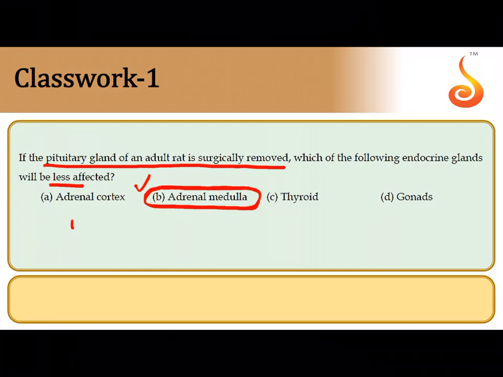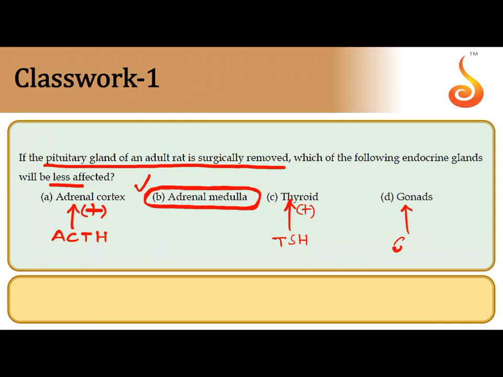Please remember, the pituitary gland produces a hormone called adrenocorticotropic hormone, which stimulates the adrenal cortex. It releases a hormone called thyroid stimulating hormone, which stimulates the thyroid gland. It releases gonadotropins. That is, there are two gonadotropins, FSH and LH, which activate the gonad, but it does not release any hormone which has an influence on adrenal medulla. So adrenal medulla will be less affected if you remove the pituitary gland surgically.